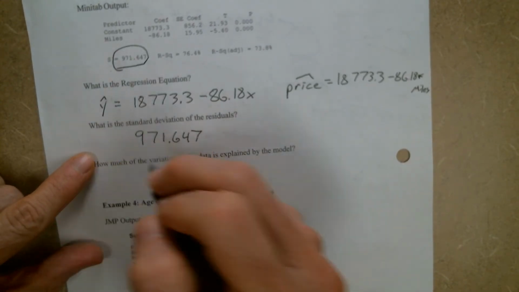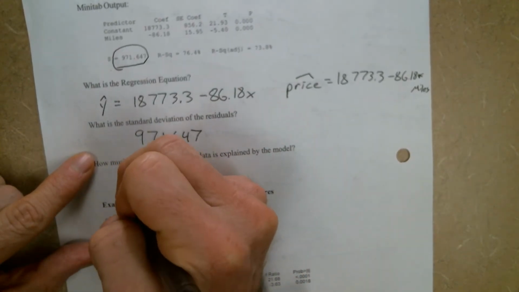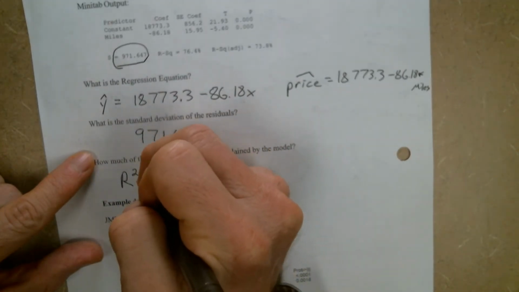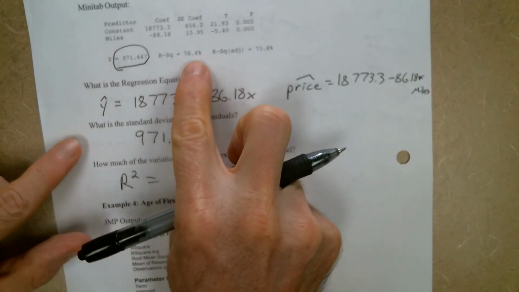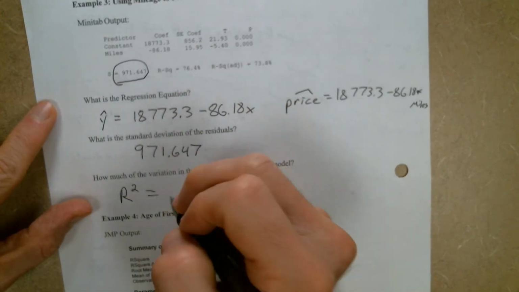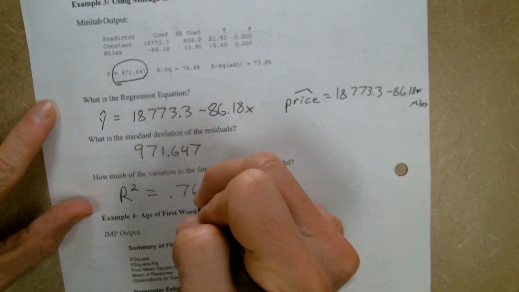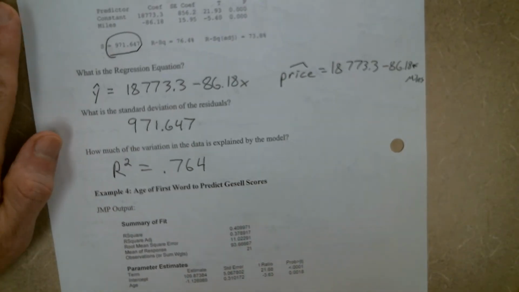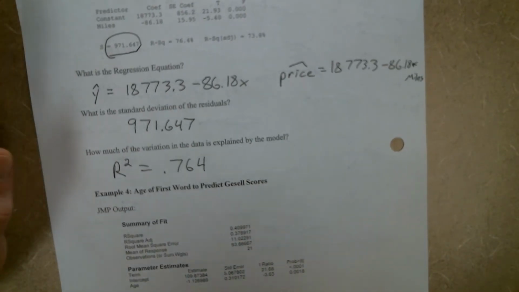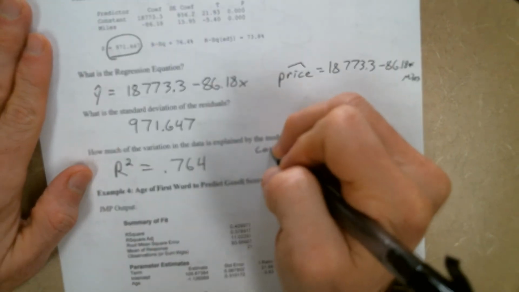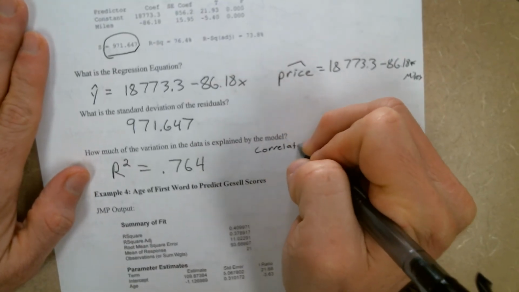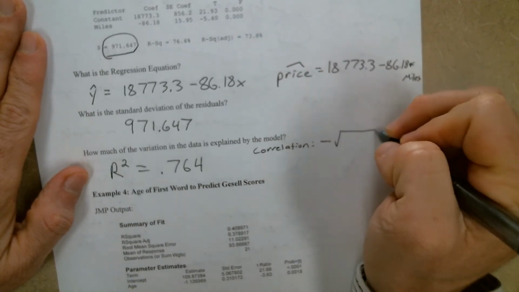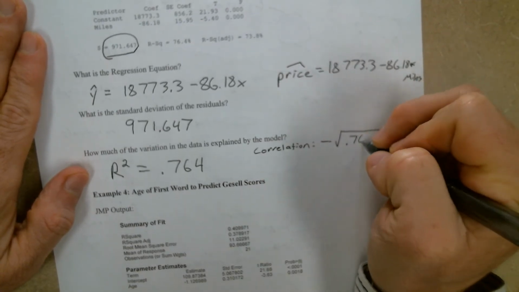All right, you have to recognize that this sentence is referring to the R squared value, which for this problem is given as 76.4%, or you can just write it as 0.764. Now, just to illustrate the point here of correlation, if you wanted to know the correlation for this one, it would be negative and then the square root of 0.764.